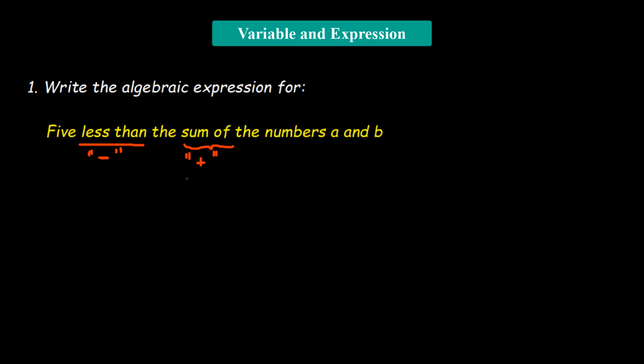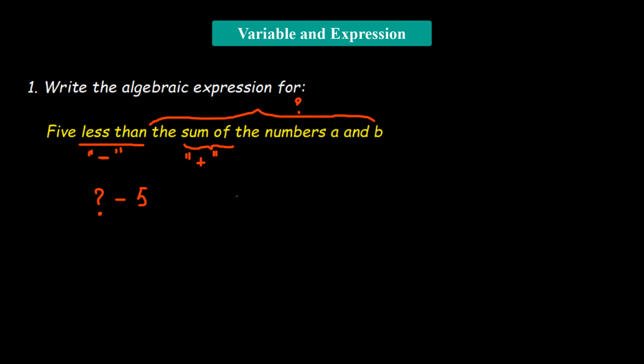Now it's extremely important to understand which comes first. Now here it's given that it's 5 less than, so it clearly means it's less than something. So we do not know what it is. We simply say that we have something and we have to subtract 5 from it. So that's what it means, 5 less than something. Now what is the something part? The something part is the second part of the statement, which is the sum of the numbers a and b. So this is the something part.